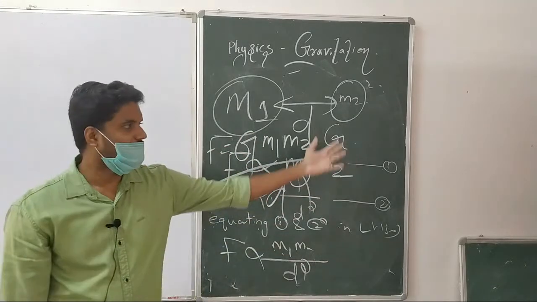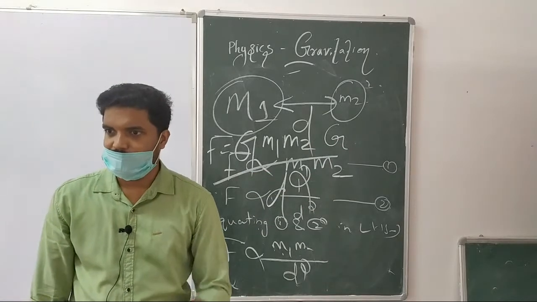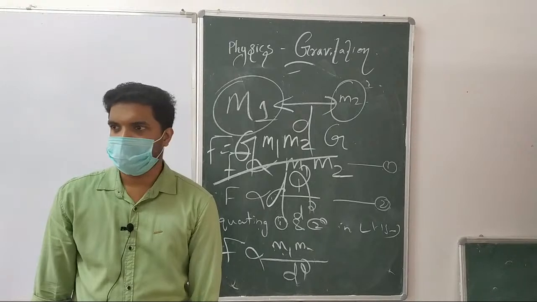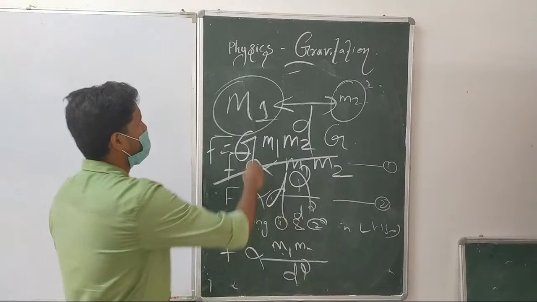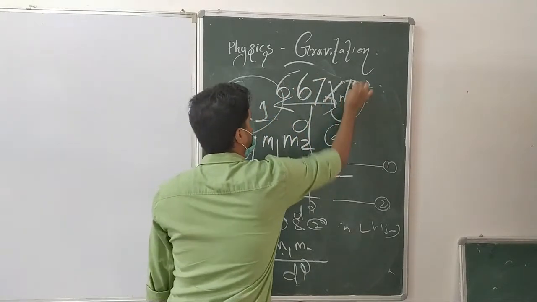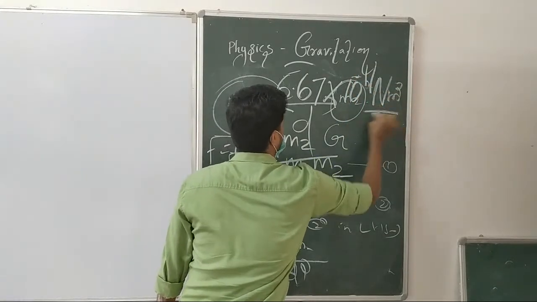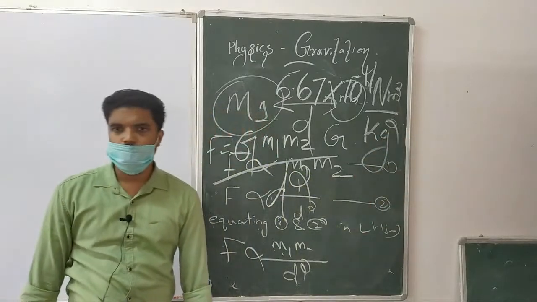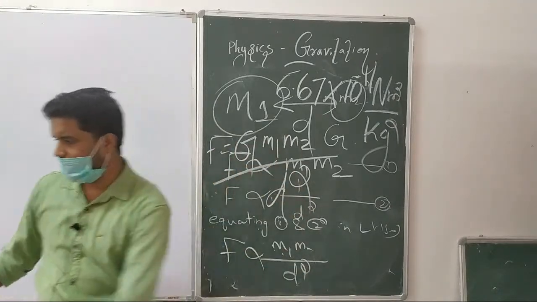What is the name for G? G equals the universal gravitational constant. Its value was found out by a scientist, Cavendish. The value is 6.67 into 10 power minus 11 Newton meter square per kilogram square. This is the unit: Newton meter square per kilogram square. Cross multiplication, I will give it on a fresh page.